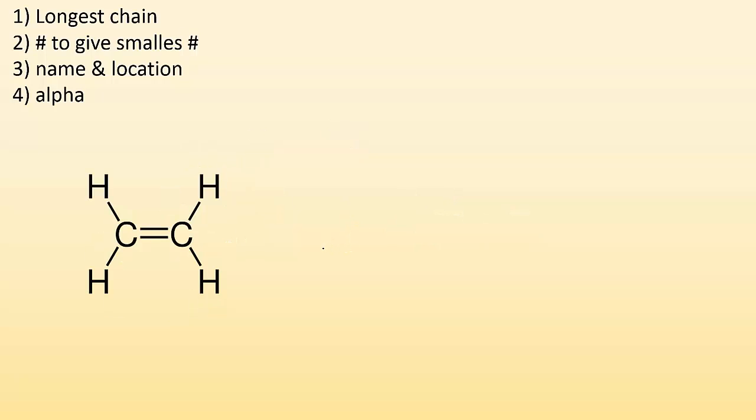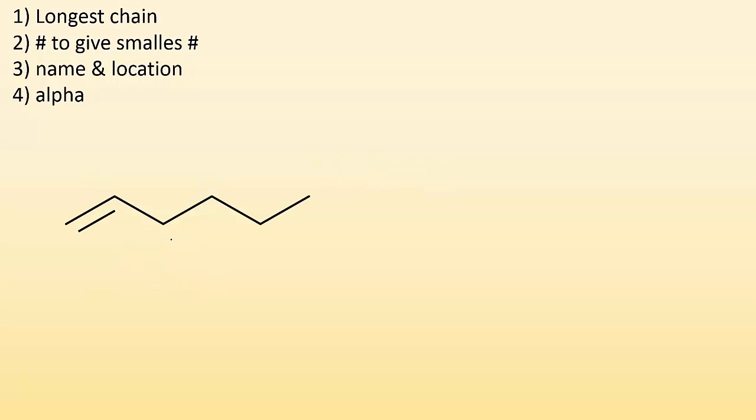All right, so again, find the longest chain. This one's really simple. There's only 2 carbons, so I know that the base is going to be eth, and with a double bond, that tells me that the suffix is going to be ene. And now the question is, do I need to give the location? Well, no, because there's only one place where that double bond can be in ethene, between the 2 carbons. So I don't need a number. It's just ethene.